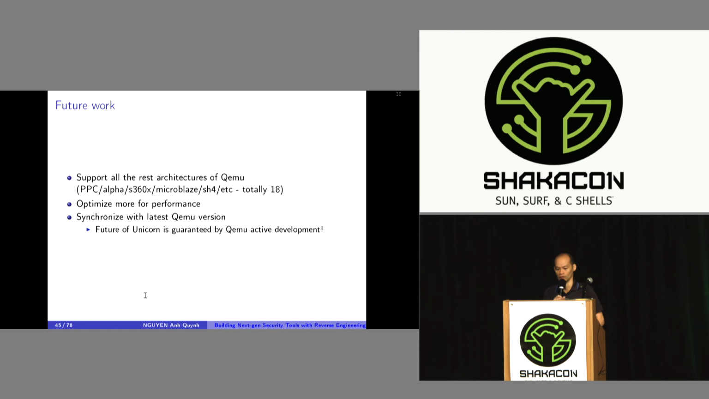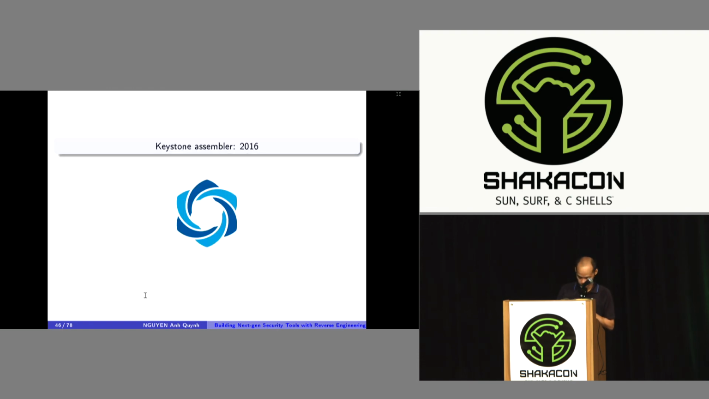Future work: we want to support all the architectures supported by Capstone, which is 18 architectures so far. Unicorn only supports 6 now, but I want to eventually support everything that Capstone can support. I want to optimize Unicorn for better performance, and to catch up with the latest version of QEMU, which would take a lot of time. Okay, the next part is the assembly framework, Keystone.